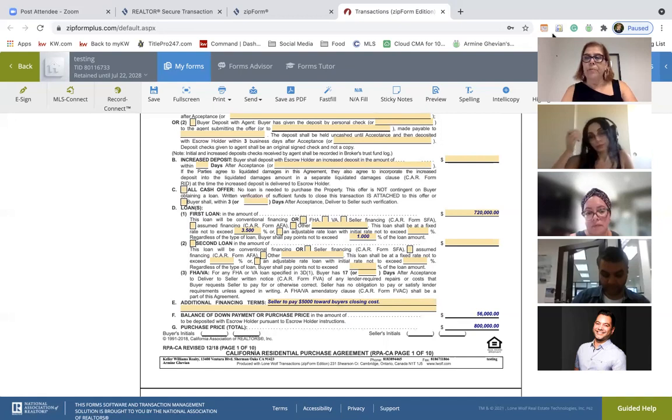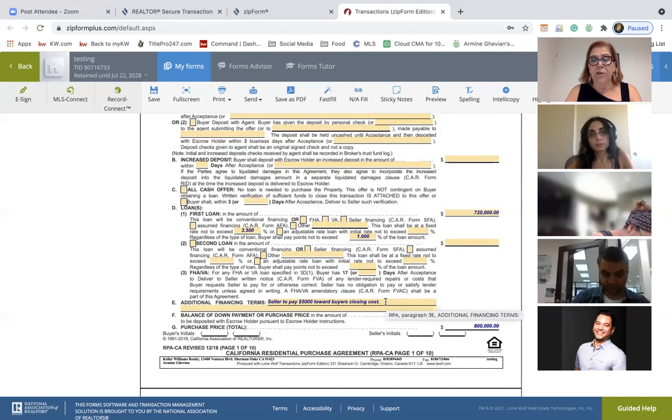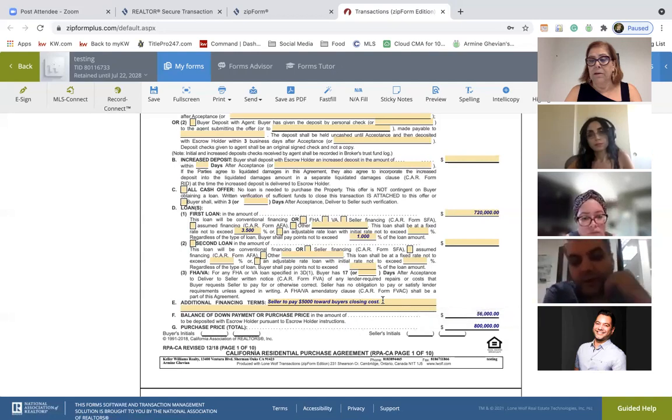Okay. Now here, let's say the asked seller shall pay $5,000 toward buyer's closing costs. Those are where you will put all the terms that you want for the seller to pay. If there is no payment, then nothing will be here. Okay? Are we all done on this page? You're all okay?